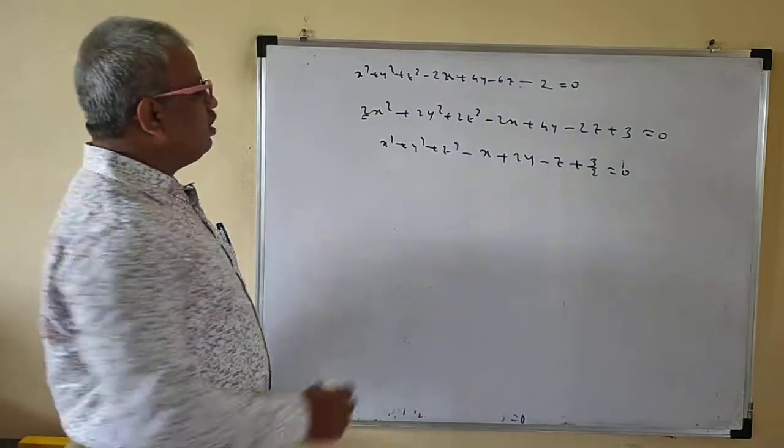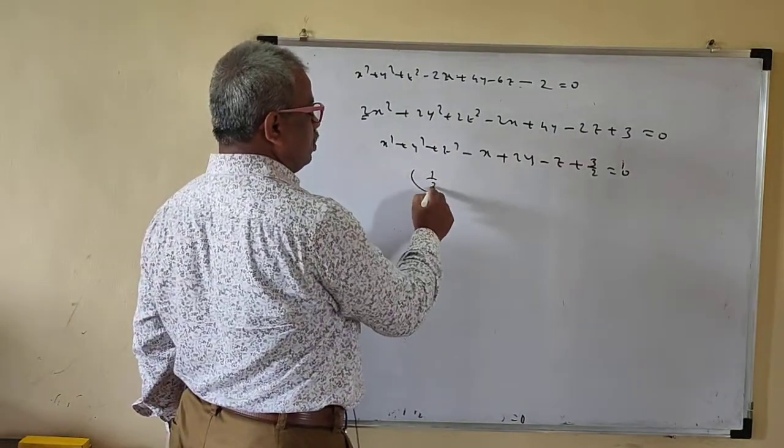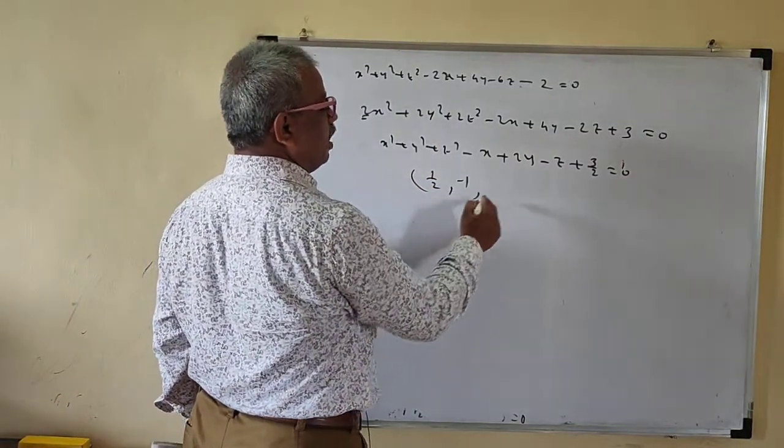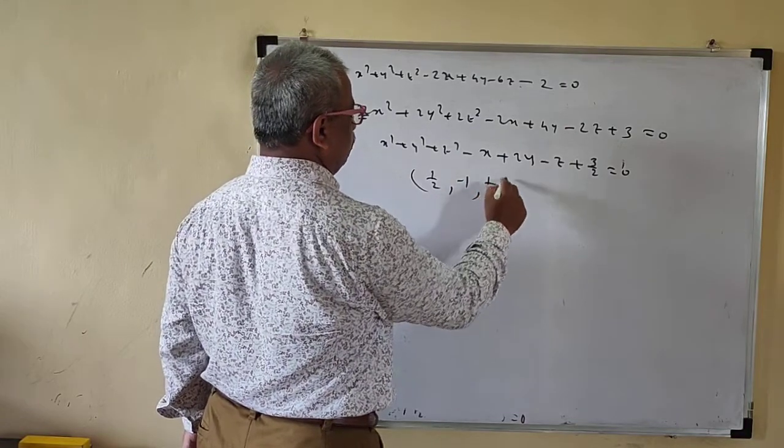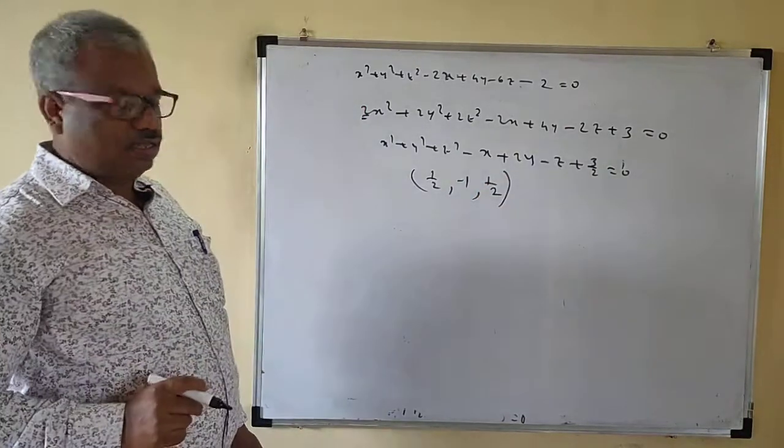Now what is your center then? Multiply by minus half. So this is 1/2. Multiply by minus half, this is minus 1. So this is what? 1/2. This is the center.